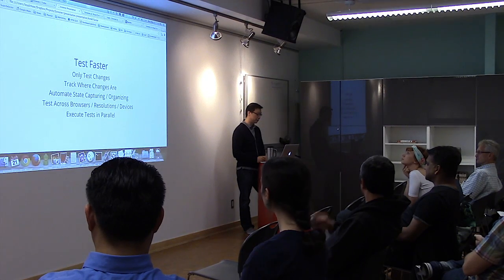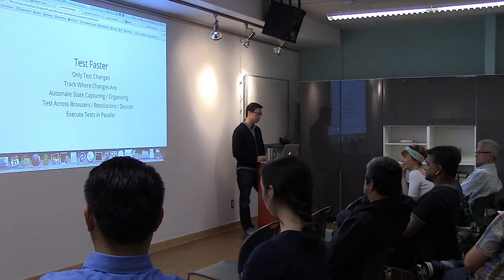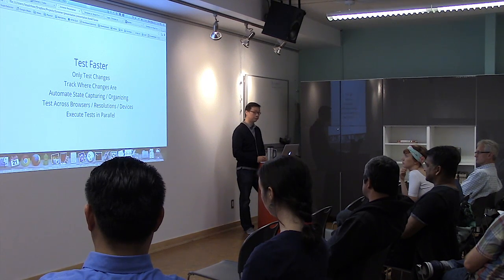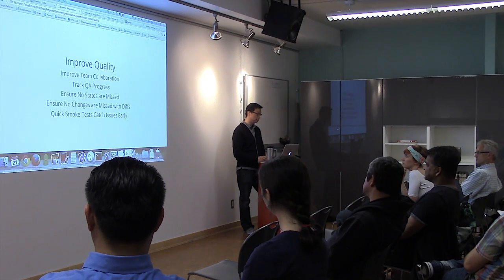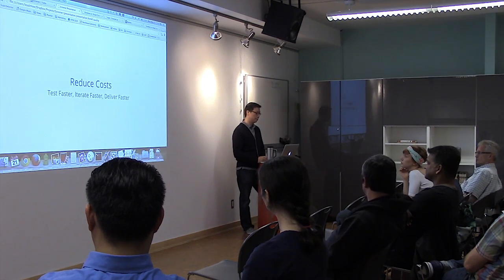So just to reiterate some of the major benefits, Screener allows you to test faster because you're only testing changes. It tracks exactly where changes are. It automates state capturing and organizing of those states. It allows you to test across browsers, resolutions, and devices, in the cloud, in parallel. It improves quality by improving team collaboration, by tracking QA progress, by ensuring that no states or changes are ever missed, and allowing multiple stakeholders from your team to quickly smoke test across browsers. So not just testers, but also developers, designers, clients, etc. And at the end of the day, it reduces cost. So hopefully it makes your team test faster, iterate faster, and deliver faster.